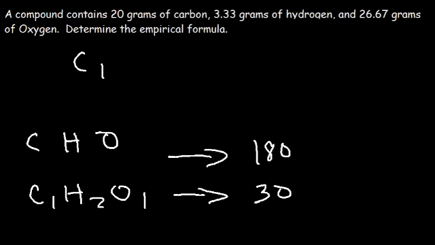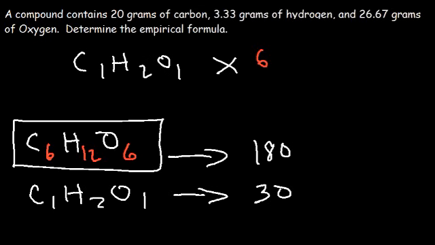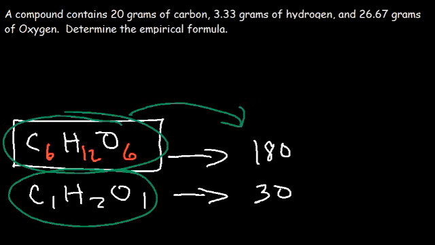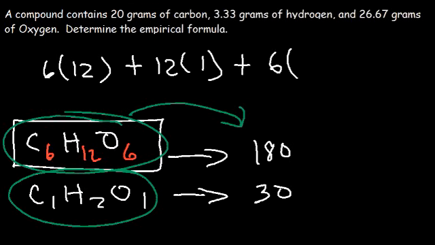So if you take C1H2O1 and multiply the subscripts by 6, it's going to be C6H12O6. As you can see, the molecular formula has the same ratio as the empirical formula. 6, 12, 6 is in the same ratio as 1, 2, 1, but the molar mass of the molecular formula is 180. You can check it and calculate it. If you type in 6 times 12 plus the 12 hydrogens plus 6 times 16 for oxygen, this should give you 180.